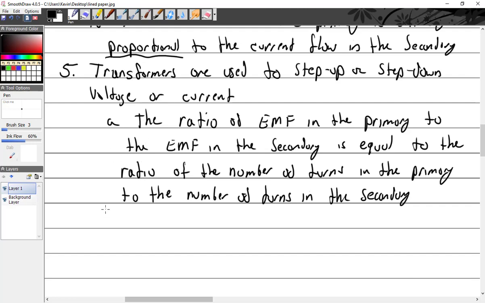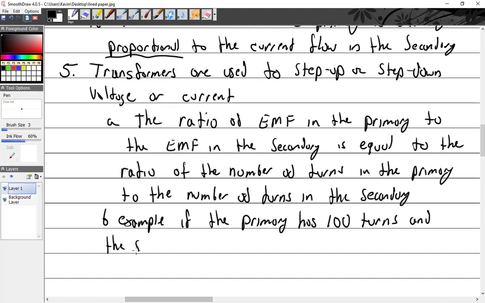So, let's see, example. Example, if the primary has 100 turns and the secondary has 200 turns, the EMF, what's EMF? Another word for EMF.